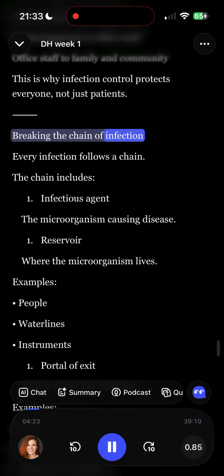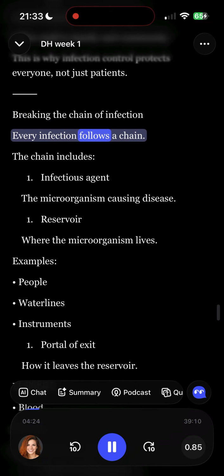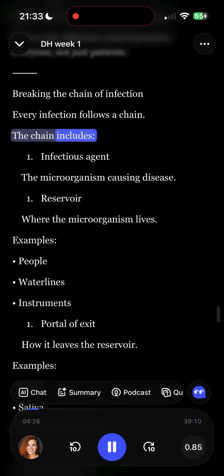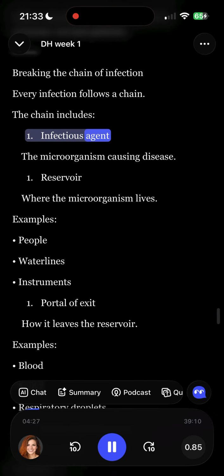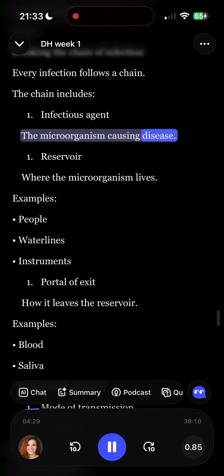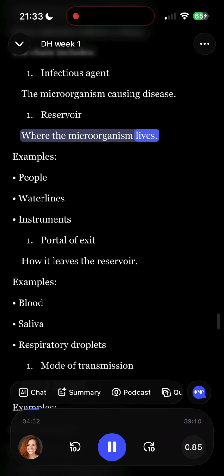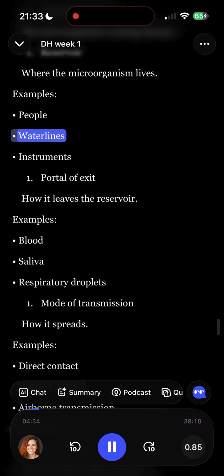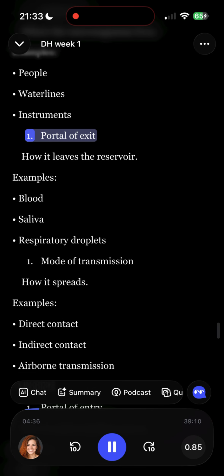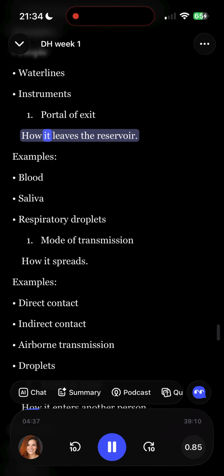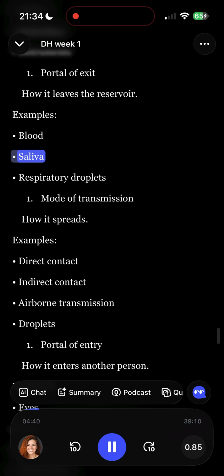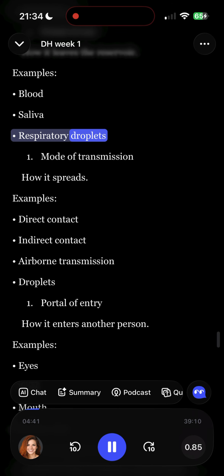Breaking the chain of infection. Every infection follows a chain. The chain includes: One. Infectious agent, the microorganism causing disease. Two. Reservoir, where the microorganism lives. Examples: people, water lines, instruments. Three. Portal of exit, how it leaves the reservoir. Examples: blood, saliva, respiratory droplets.